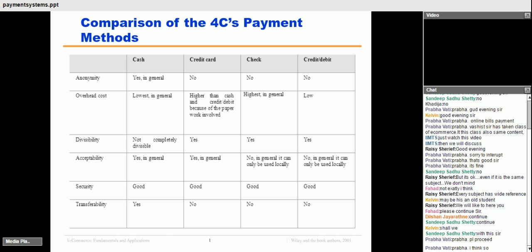When we use credit card, it is higher than cash and credit debit because of the paperwork involved. Check, highest in general, and credit debit low. What about the divisibility? Not completely divisible. Yes, all 3 are divisible.